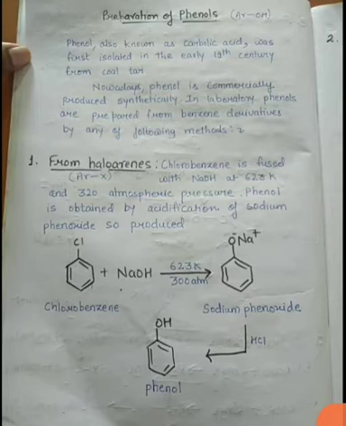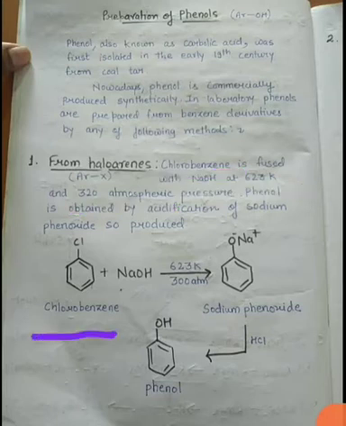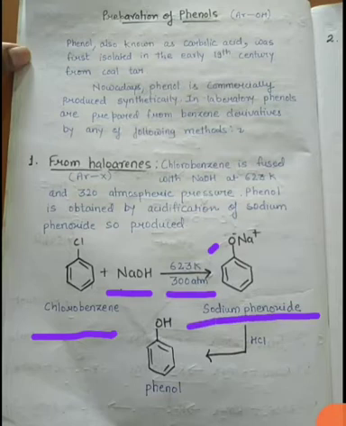So basically what we have to do is fuse chlorobenzene with NaOH at a temperature of 623 Kelvin and a pressure of 320 atmospheric pressure. Students, you have to look for these terms, these are very important. So you are fusing chlorobenzene with NaOH at temperature 623 Kelvin and at pressure 300 atmospheric pressure, then sodium phenoxide is formed, okay. Students, you can see here this skeleton, this is the skeleton of sodium phenoxide, okay.